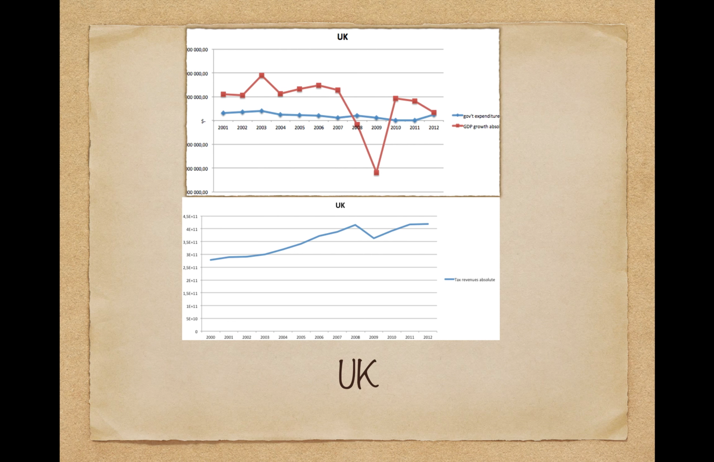And on the second graph, we can see the tax revenues for the United Kingdom. We can also see that basically the tax revenues didn't change that much on the absolute scale, but when they increase, the government expenditure goes down a little bit.